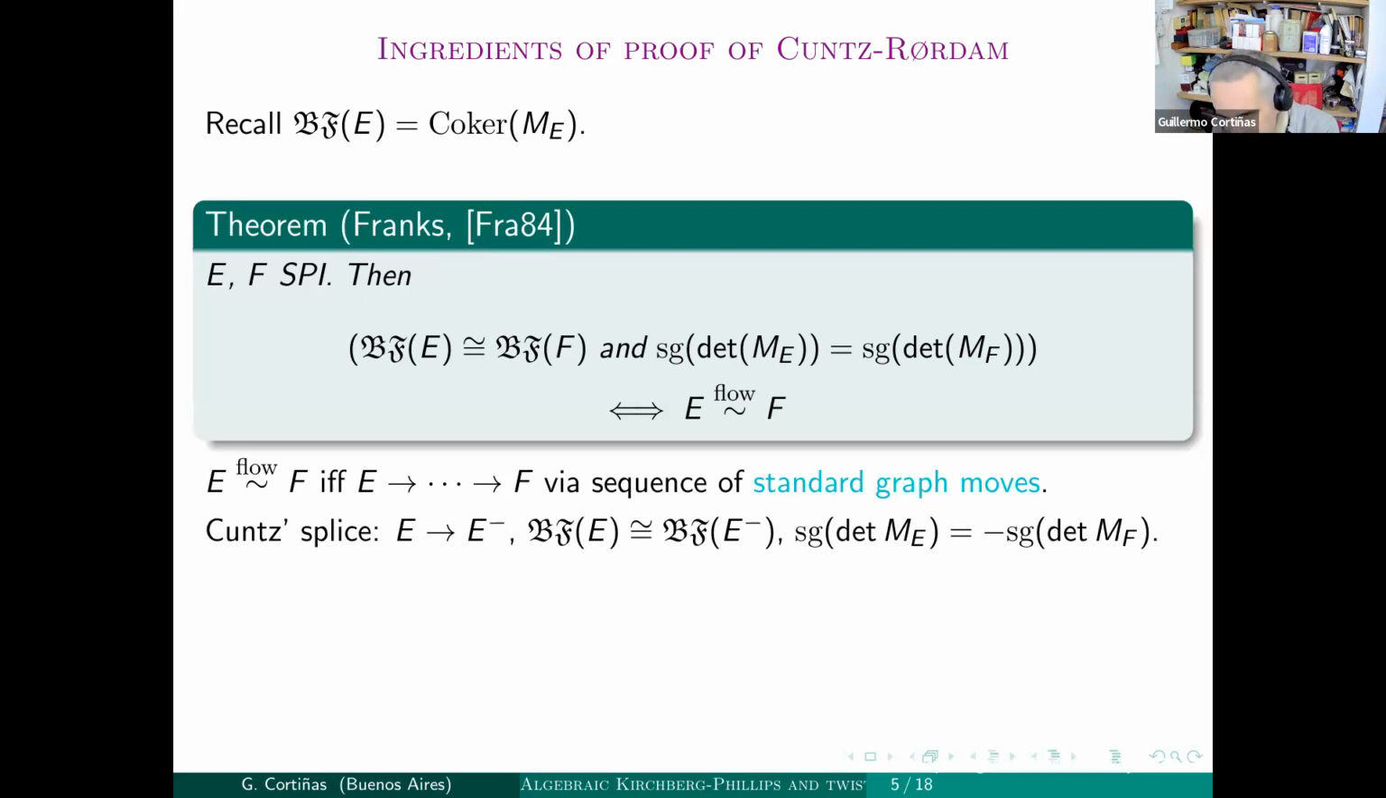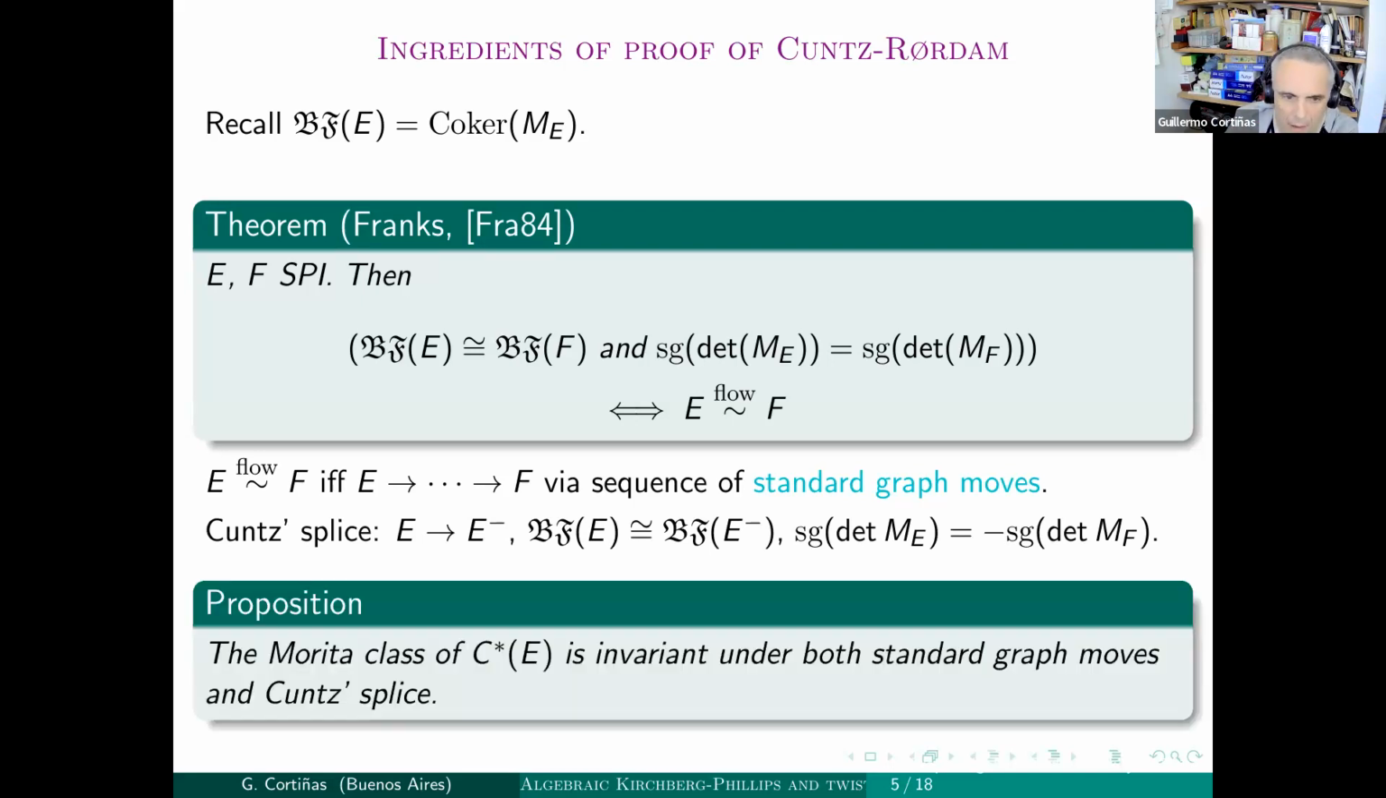And here it says F, it should say E minus, sorry. Okay, so here we have the following proposition. The Morita class of C star E is invariant under both standard graph moves and the Cuntz splice. So this is the key to the proof of the Cuntz-Jordan theorem.